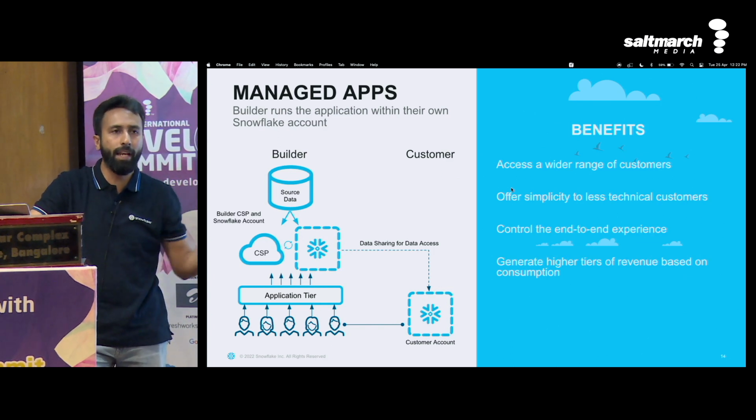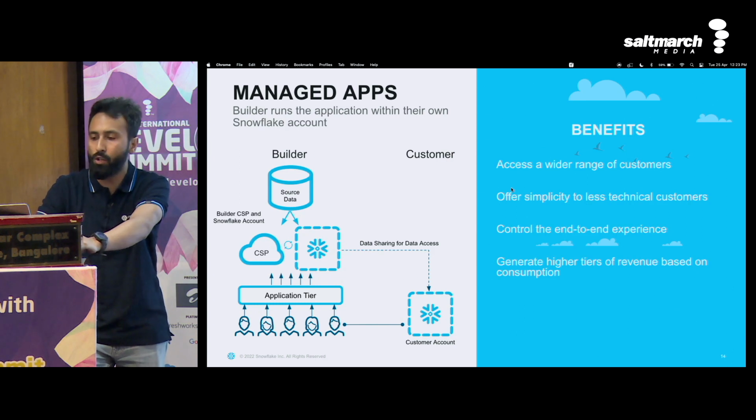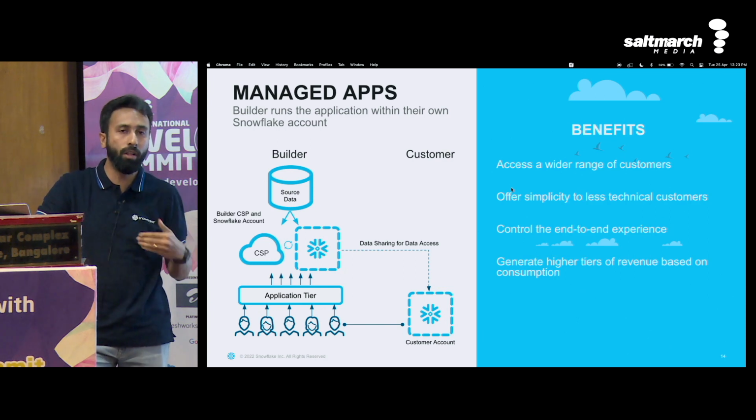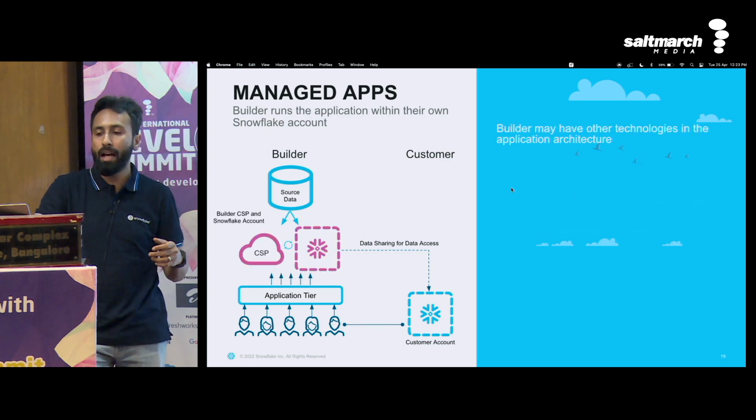You can create an application tier. You can create a custom UI on top of it and have customers interact with. So all of the control rests with the builder. You can control that end-to-end experience, and you can generate higher tiers of revenue. On a consumption-based model, you can generate higher tiers of revenue. You can have better profit margins if you are building a managed application.